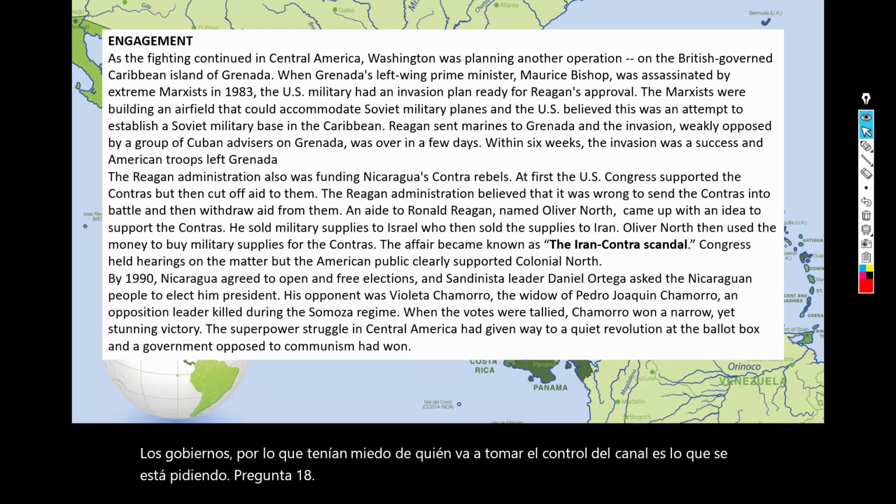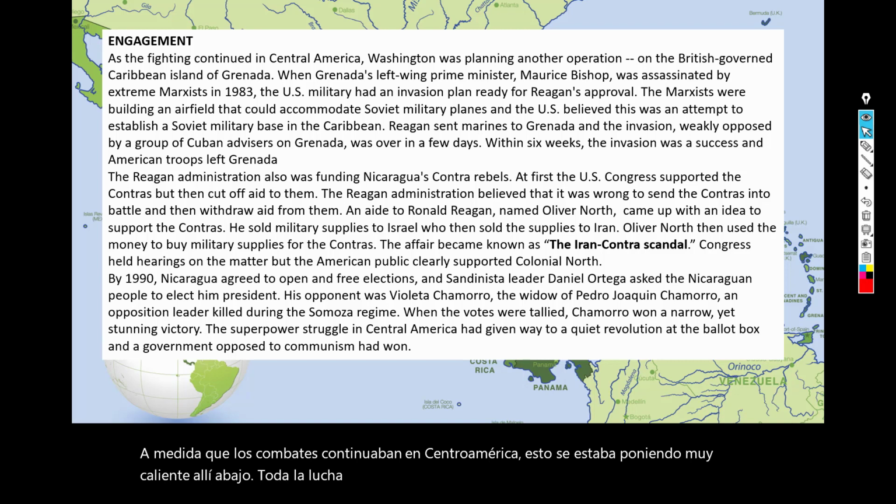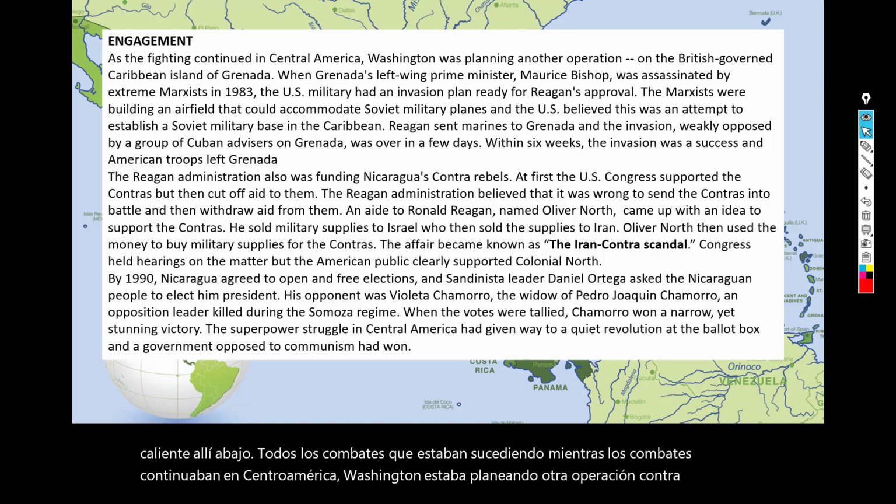All right, now engagement. As the fighting continued in Central America, it was getting really hot down there, all the fighting that was going on. As the fighting continued in Central America, Washington was planning another operation on the British-governed Caribbean island of Grenada.